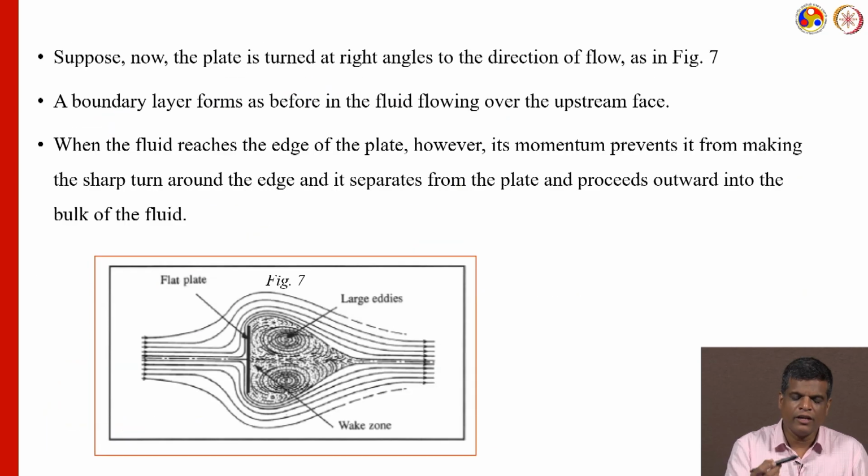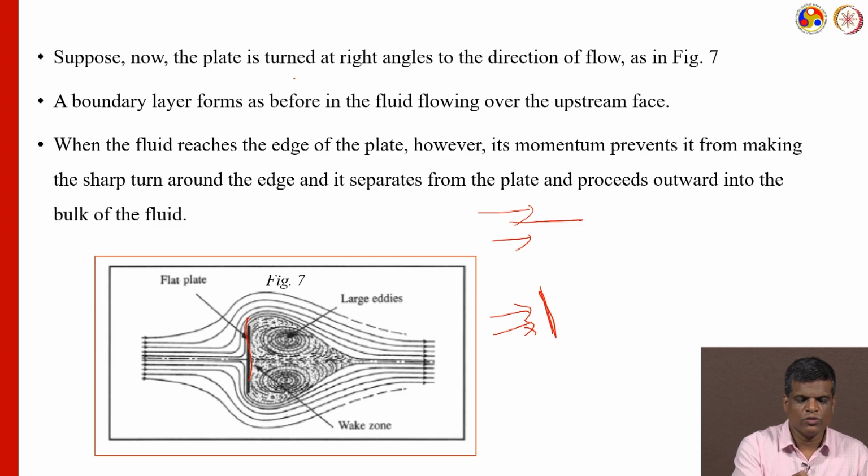So the same plate, if we keep it vertical: the last one we kept the plate along the flow direction, but now we kept the plate vertical. So it is turned at a right angle to the direction of flow. Now you just see here, once this uniform velocity hits, it forms a lot of eddies, that are called large eddies. You can see a lot of large eddies here.